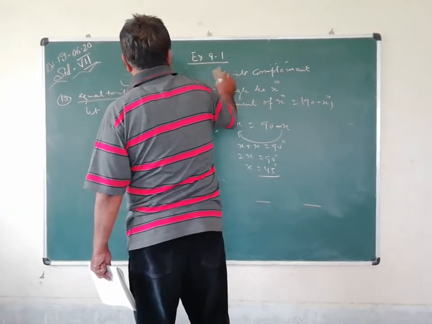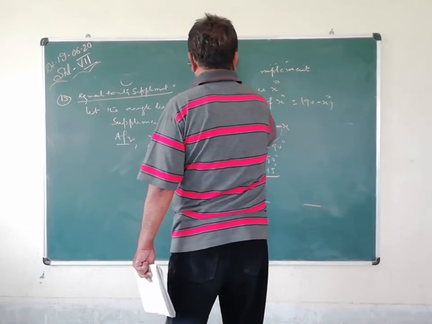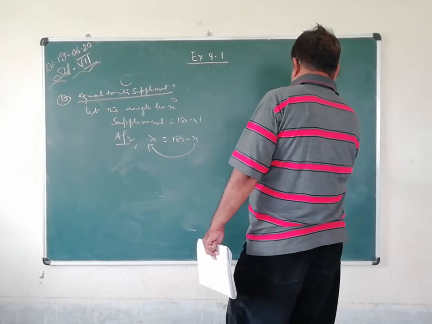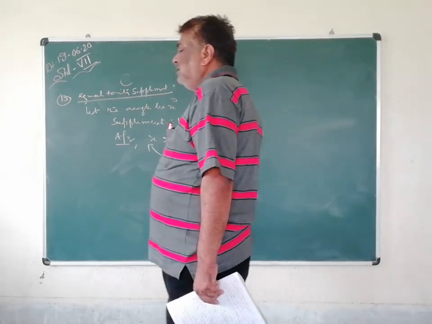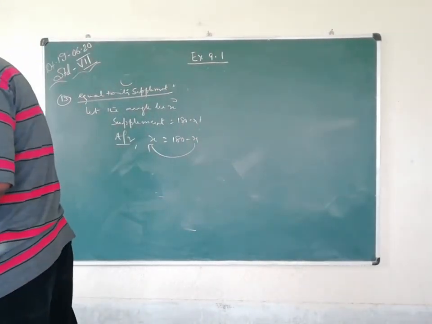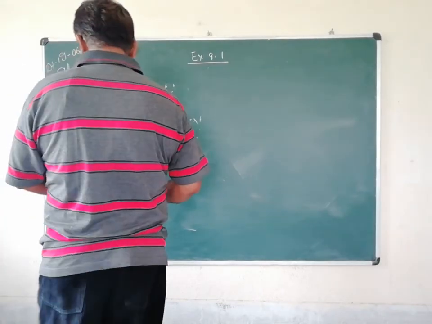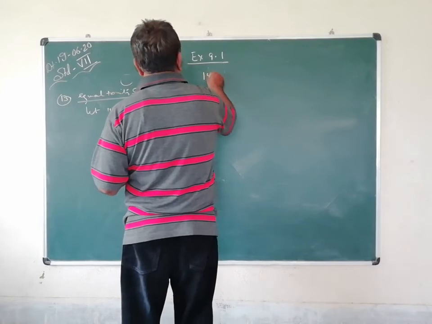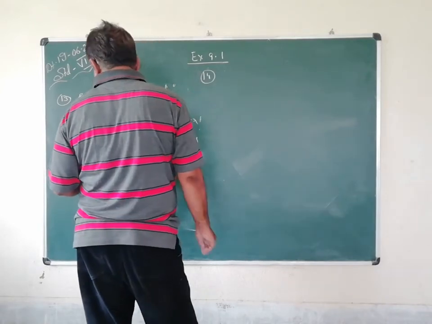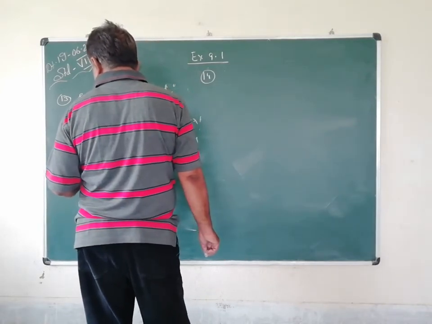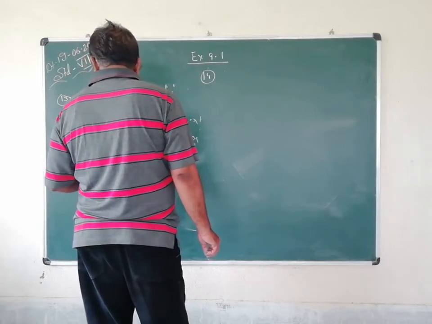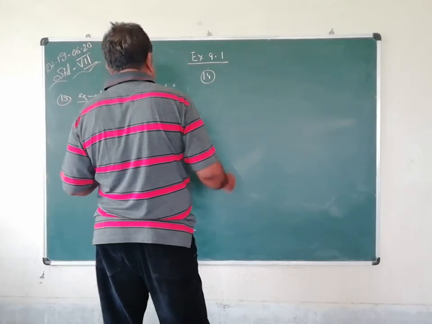Then come to the last question, and this exercise is completed. One more exercise is in chapter 9, that will be completed next time. Question number 40: Between two complementary angles, the measure of the smaller angle is 36 less than the larger angle. Find the measurement of both the angles.